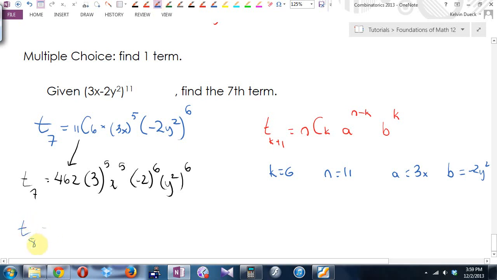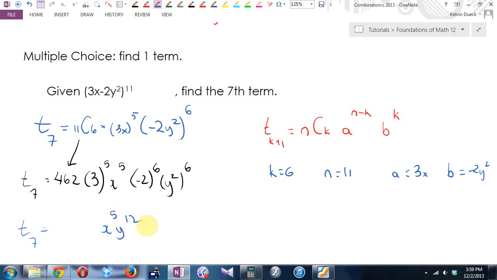Not term 8, Mr. Dueck, term 7. I've seen on some provincials that all you needed to do was get that, and you could cross out all of the wrong answers already, because none of them had an x to the 5th, y to the 12th. In fact, I think the one we were doing in the cafeteria, we didn't actually have to finish. We figured out it was positive, so we crossed out the negatives, and then we just got the exponents in place and said, oh, we're done, although we did finish it.